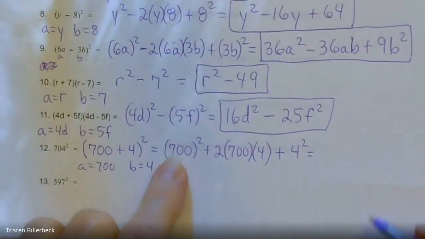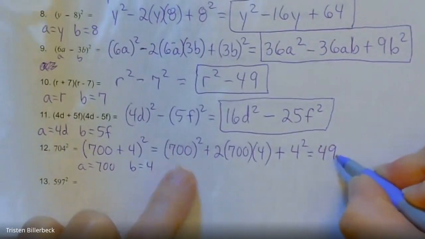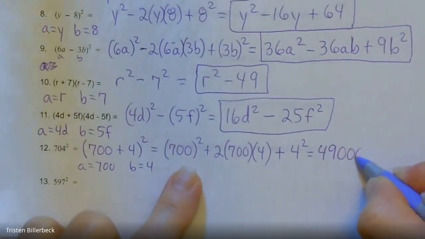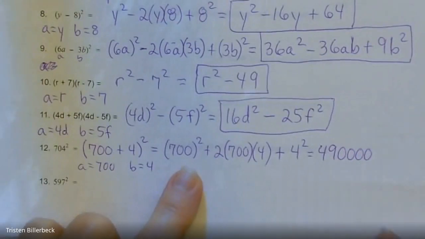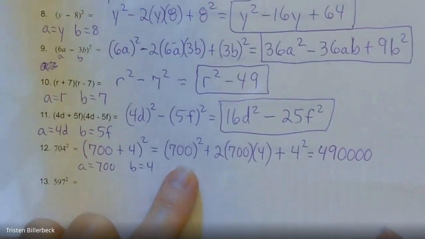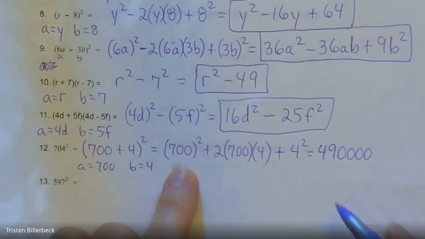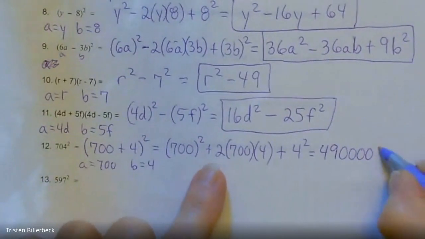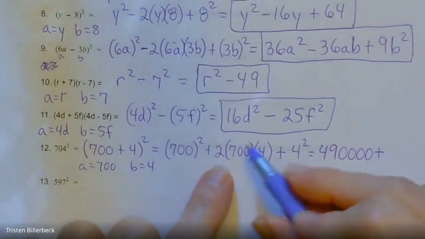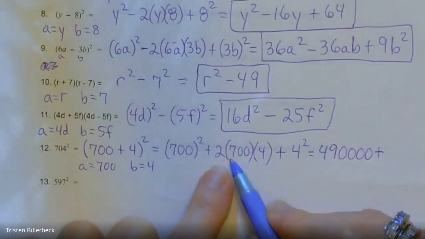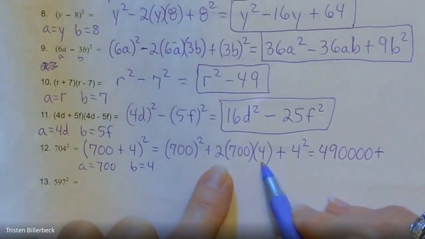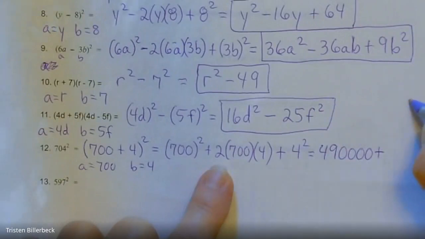So 7 squared is 49, and 100 squared is 10,000. So that means we have 49 plus 4 zeros, which gives us 490,000. That just does not sound right. Okay. But anyway, that's what it is. Okay, so 2 times 7 is 14, and then 14 times 4. Let's do that really quickly with my little calculator on the paper. So 16, and that's 56.